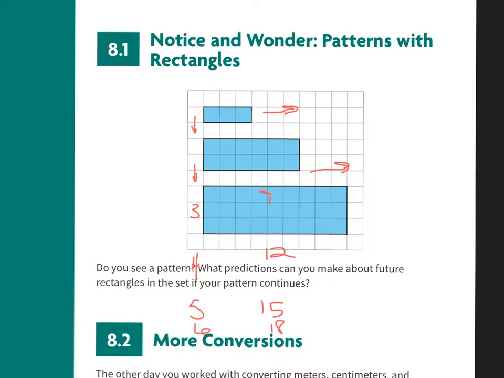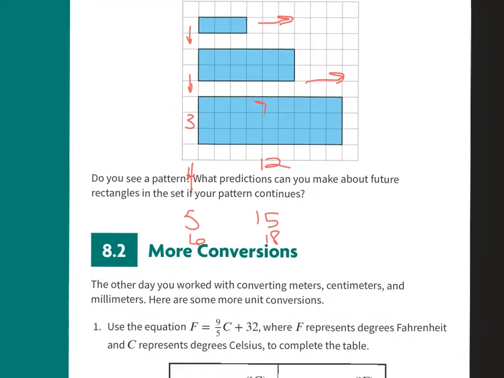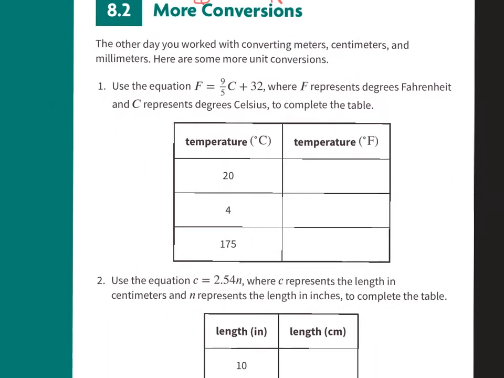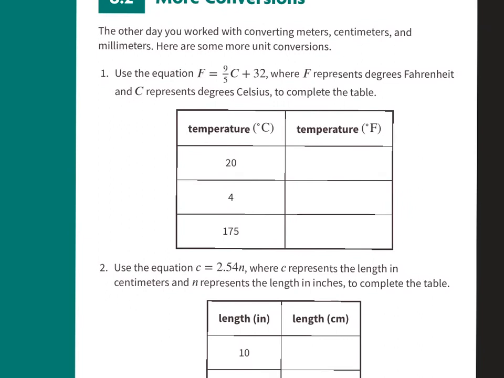So, moving on, if we turn the page to 64, more conversions. The other day you worked with converting meters, centimeters, and millimeters. Today, here are some more unit conversions. Number 1, use the equation F equals 9/5 C plus 32, where F represents the degrees in Fahrenheit and C represents the degrees in Celsius to complete the table. So this is the conversion that we use when we're trying to convert from Celsius to Fahrenheit.